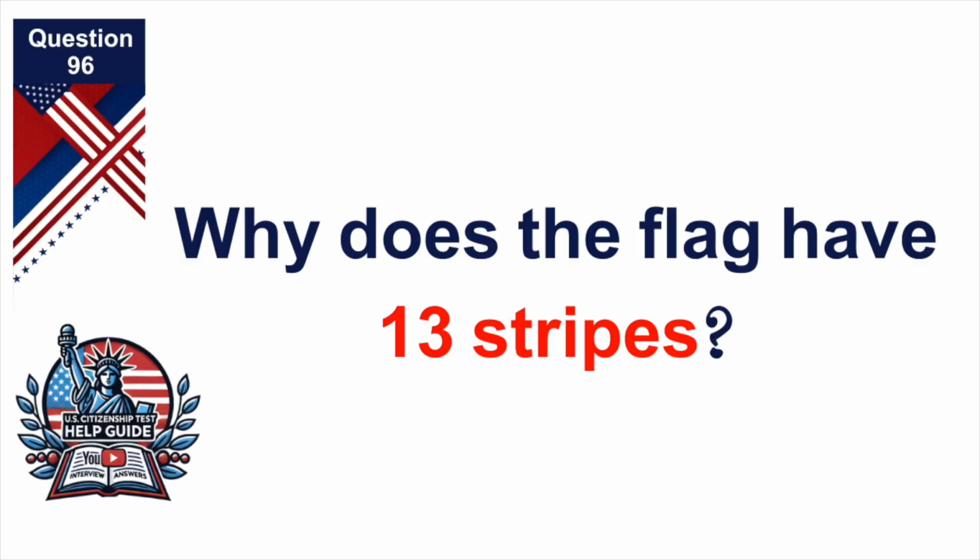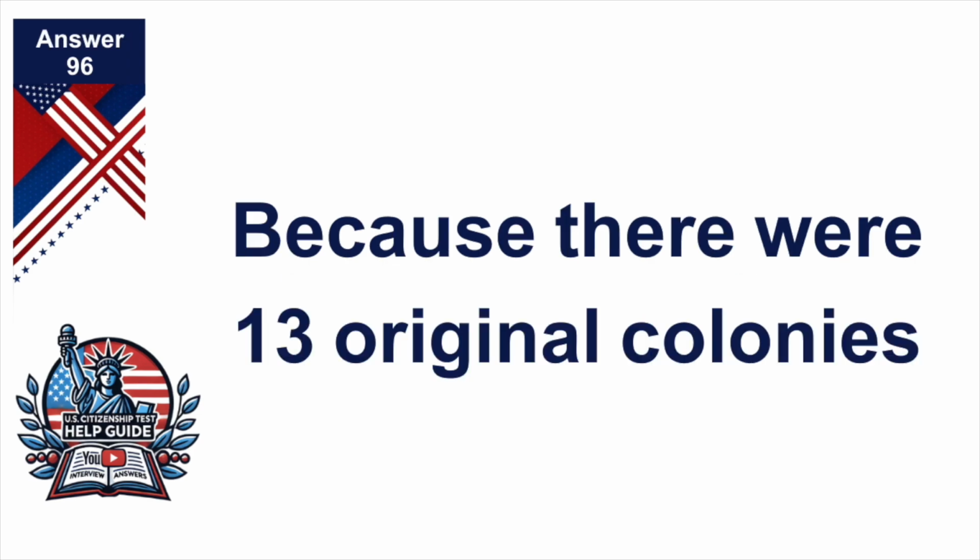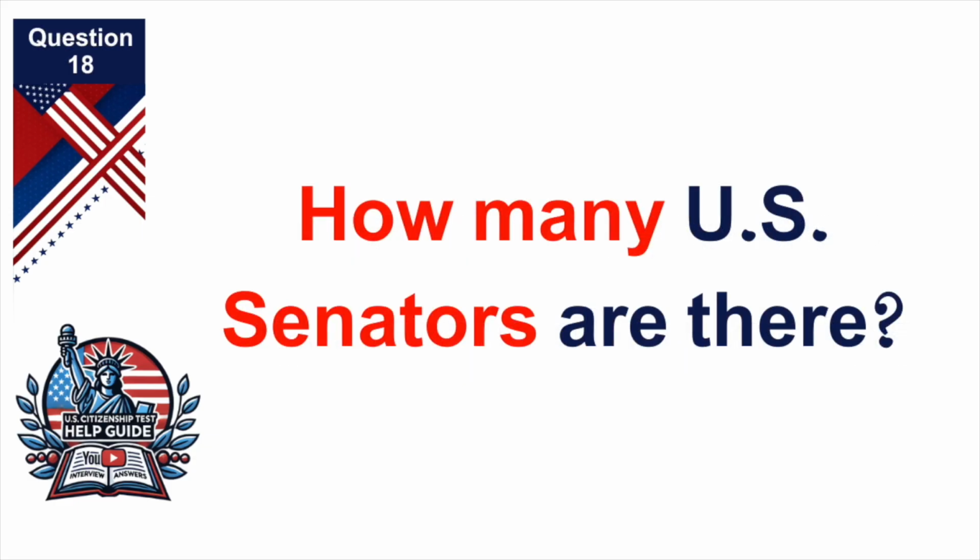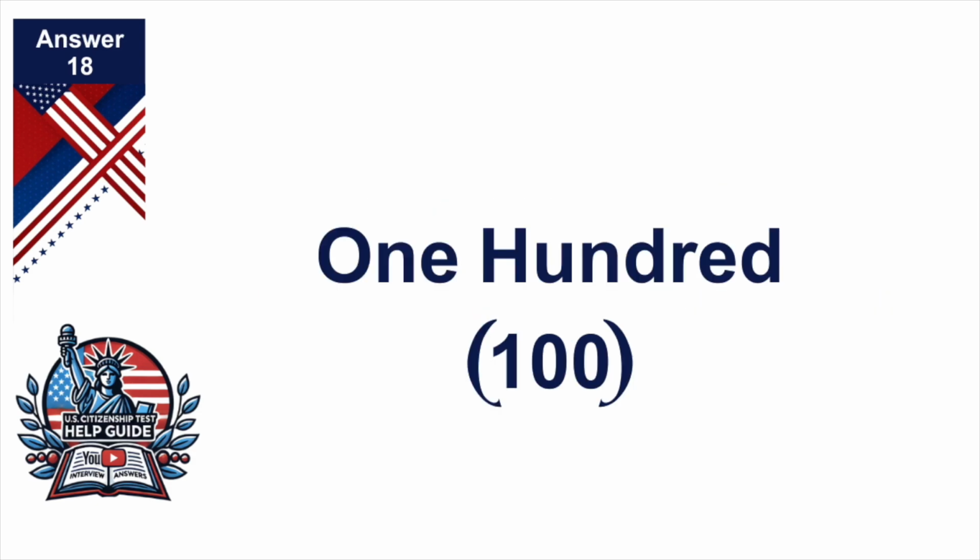Why does the flag have 13 stripes? Because there were 13 original colonies. How many U.S. senators are there? 100.